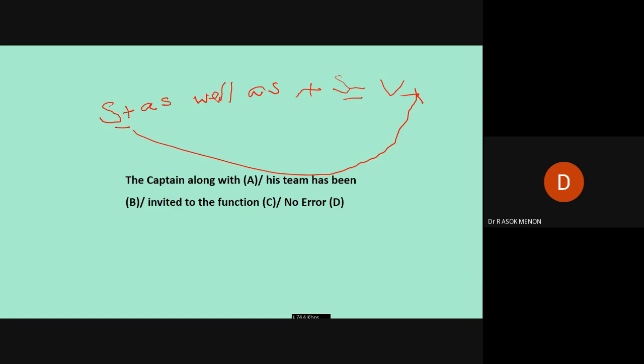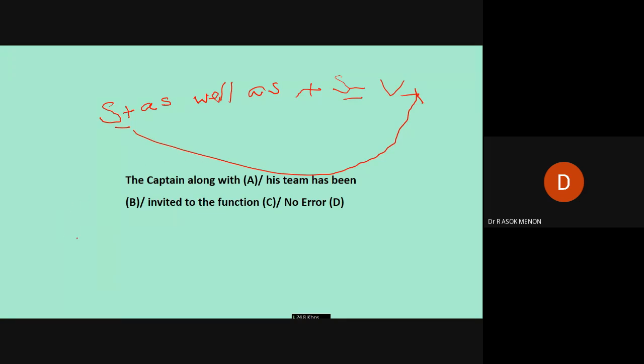So "has" is correct. Advik Abhyasa, you said it correctly. Similarly, "the captain along with his team has been invited to the function" is also correct. In fact, this sentence contains no mistake. No error.